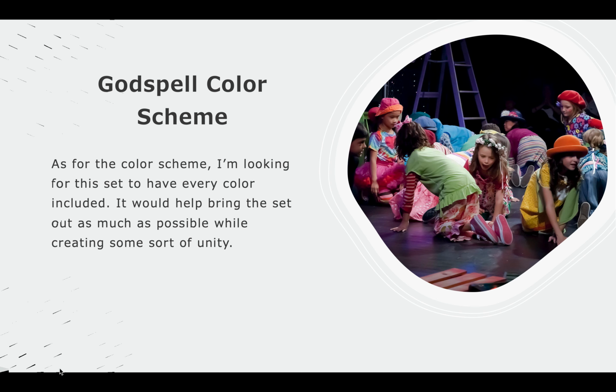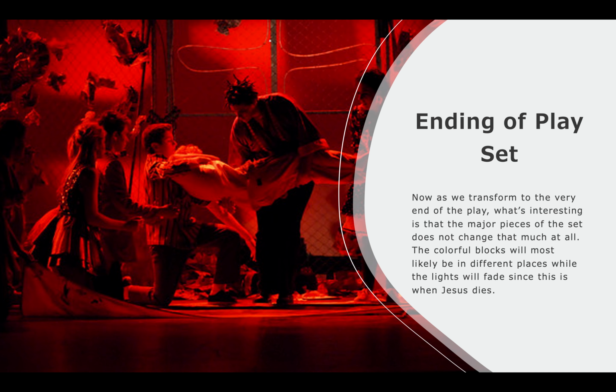So right here, this is the ending of the play. This is an example. Obviously, this is when Jesus dies. But this isn't the exact production that I am hoping to do. But this lighting right here, how dark it is, that's probably going to be what it is at the end of the show if I was to design it. What's interesting is that obviously the major set pieces are not going to change, but the colorful blocks probably won't be there during this time.